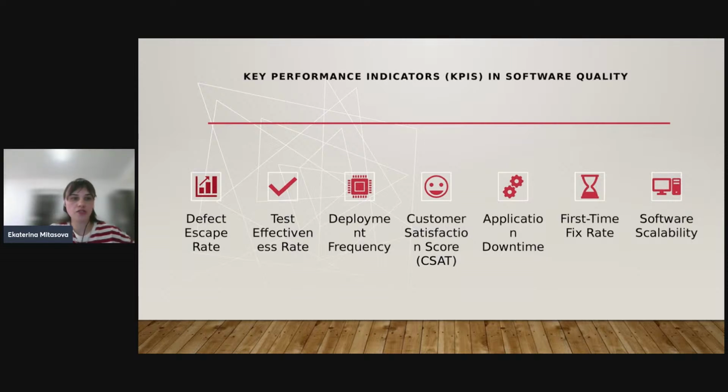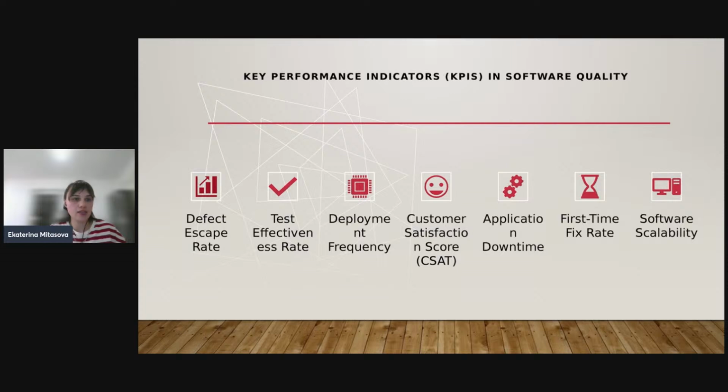There is also deployment frequency of successful releases in a DevOps CI/CD environment. High frequency without regressions is ideal. A customer satisfaction score is user feedback scores indicating how satisfied the users are with the product experience. Application downtime is the amount of time the application is unavailable. First time fix rate is the percentage of defects fixed on the first attempt without causing any new defects. As we all know, a fixed issue can sometimes cause new defects.